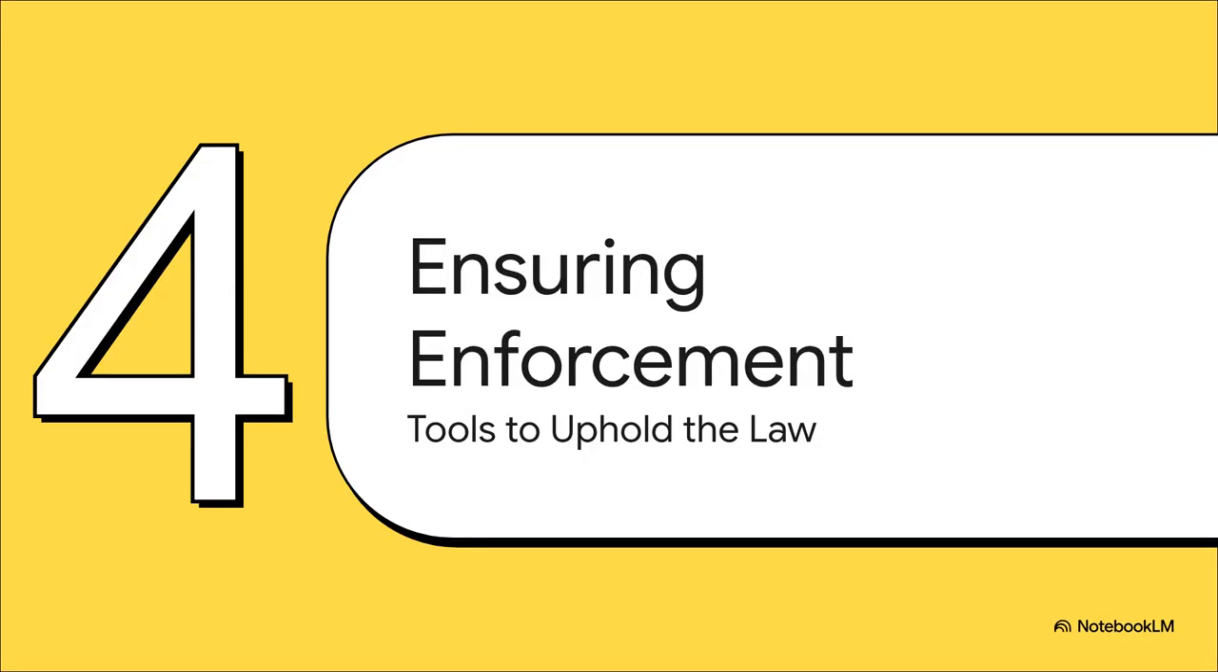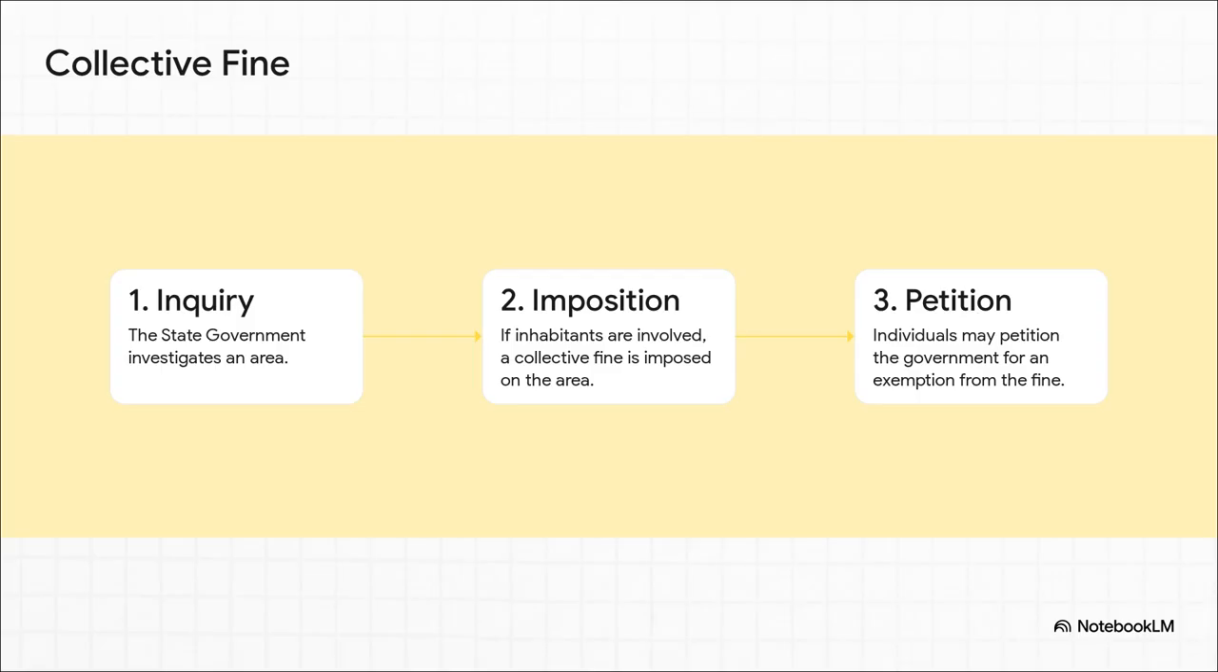Okay, so what makes this act so effective isn't just the penalties. It's the very clever and unique ways it's designed to be enforced to make sure justice is actually served. Now, this is a fascinating tool. It's called a collective fine. Here's how it works. If the government investigates and finds that the people in a certain area are basically helping or allowing these offenses to happen, they can fine the entire community. It's a way of saying that everyone has a responsibility to stop it.